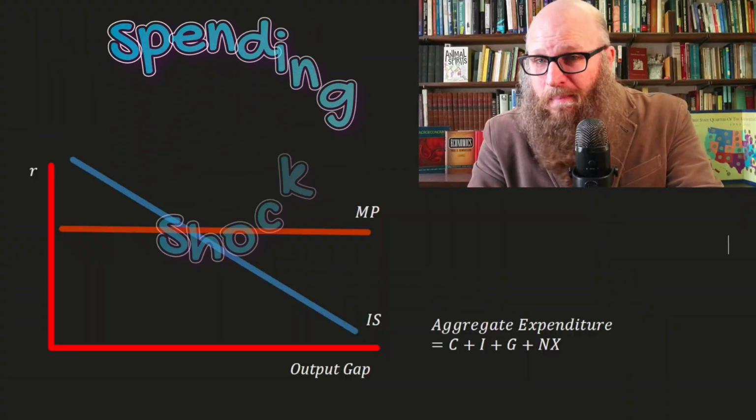We are going to shock the economy in the context of our model. Recessions can come from lots of different places. Let's do all of them. First up, a spending shock.